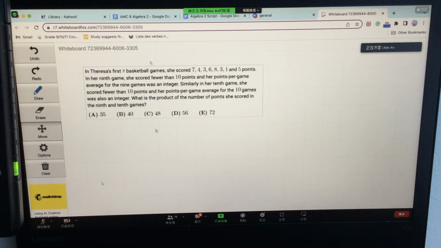It says in Teresa's first 8 basketball games, she scored 7, 4, 3, 6, 8, 3, 1, and 5 points. In her 9th game, she scored fewer than 10 points, and her points per game average is an integer. And similarly, in her 10th game, she's also scored fewer than 10 points, and her points per game average for the 10 games is also an integer. So it's asking for the product of the number of points she scored in the 9th and 10th game.